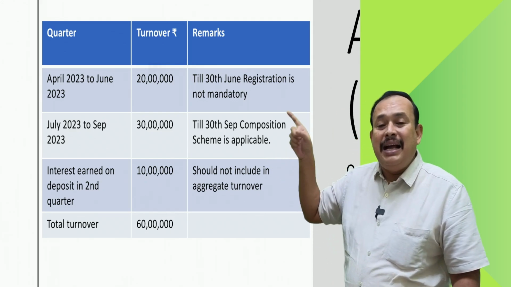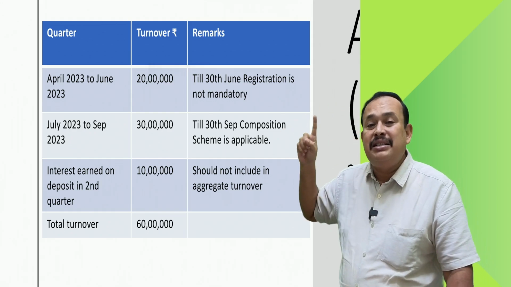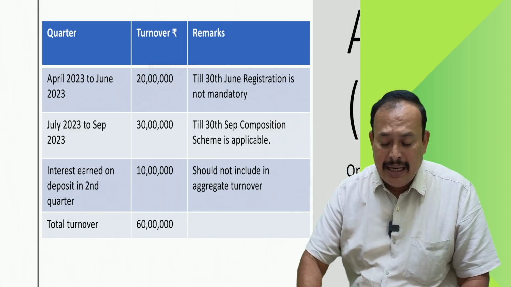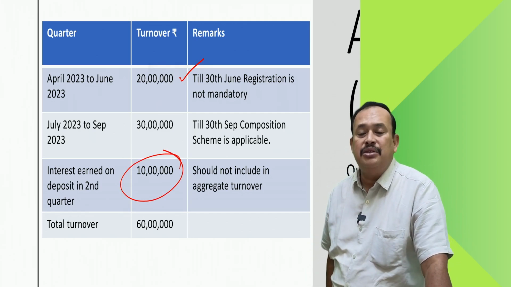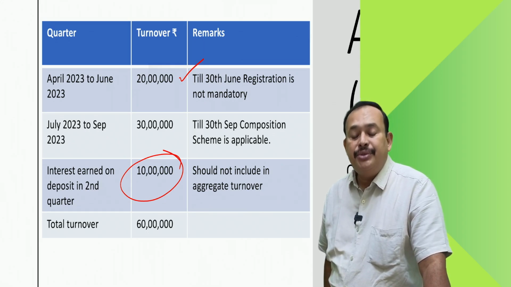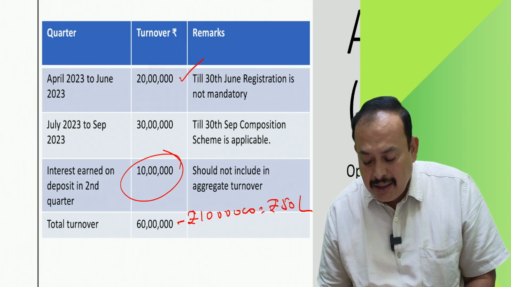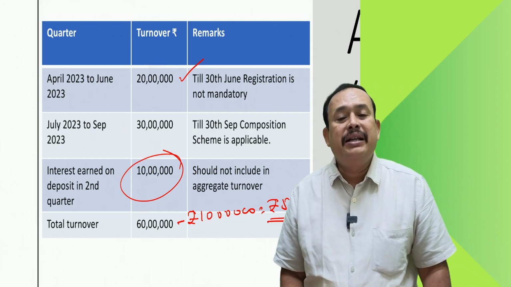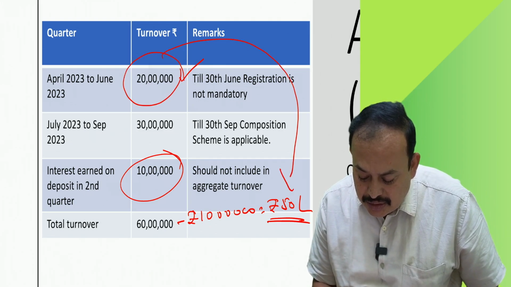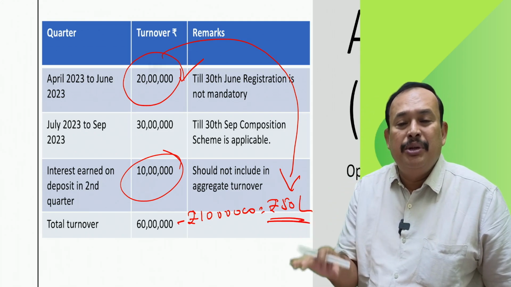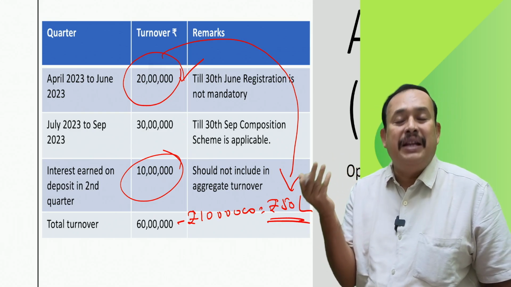So this 20 lakhs from 1st April till the date not liable for registration is included in the aggregate turnover, but it does not include interest on deposits, loans, or advances. That means 60 lakhs minus 10 lakhs, balance is 50 lakhs. Therefore, as long as aggregate turnover does not exceed 50 lakhs, eligible for composition scheme? Yes. This 50 lakhs includes 20 lakhs. Yes, includes 20 lakhs, because from 1st April till the date liable for registration, that aggregate turnover should be included in the 50 lakhs.